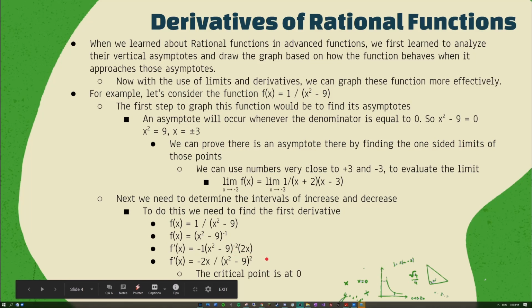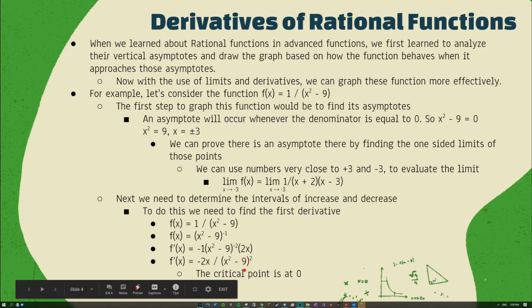If you don't remember how this happened or what the chain rule is, I recommend checking out my video on the chain rule, which I will link in the description below. But now that we got to this step, all we have to do is rewrite it back into a rational form. And so we get f prime of x is equal to negative 2x divided by x squared minus 9 squared.